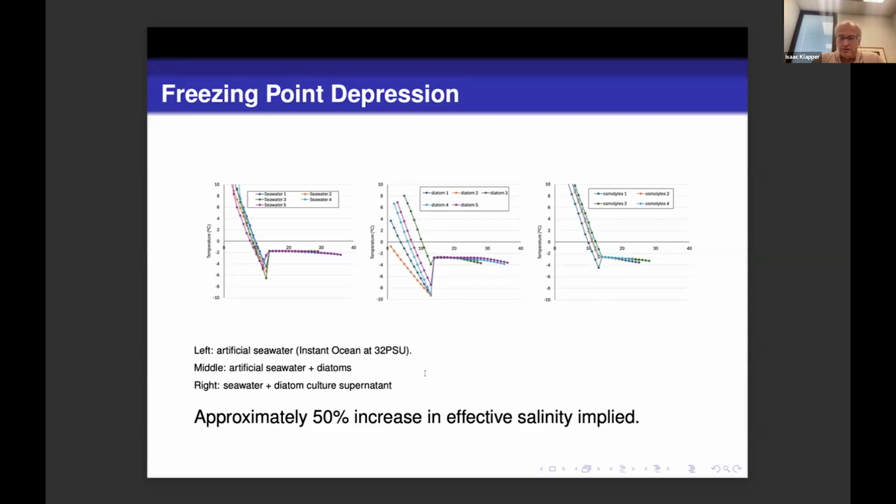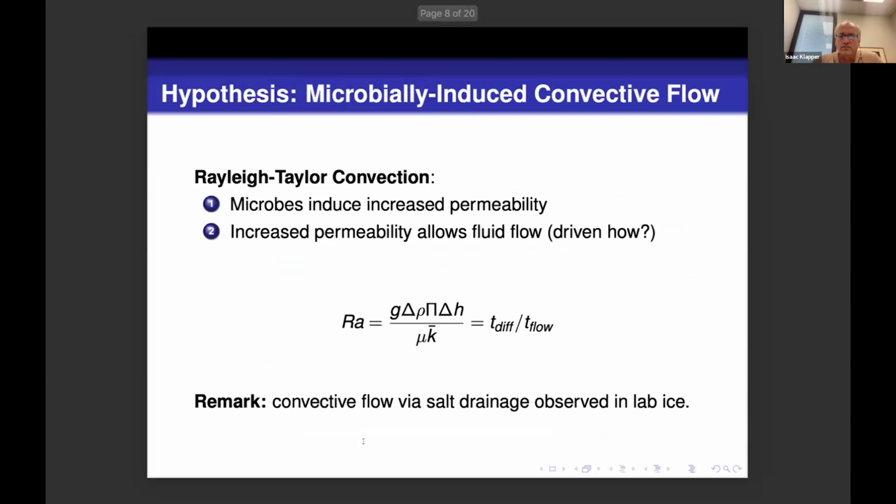Okay, so this result says, at least in this case, and this is far from growing stuff in actual sea ice, so one has to take it with a grain of salt, so to speak, we got roughly a 50% increase in effective salinity here. So that's significant, right? There is an effect there.